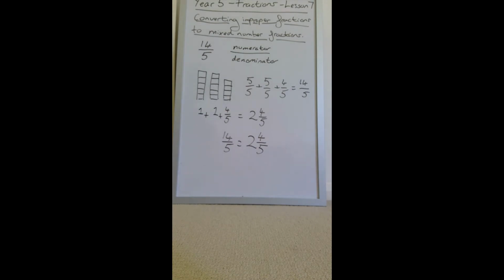So to recap, an improper fraction is where we have a fraction where the numerator is larger than the denominator, and a mixed number fraction is where we have an integer, a whole number, and a proper fraction as well. In this case, we have 2 and 4/5.